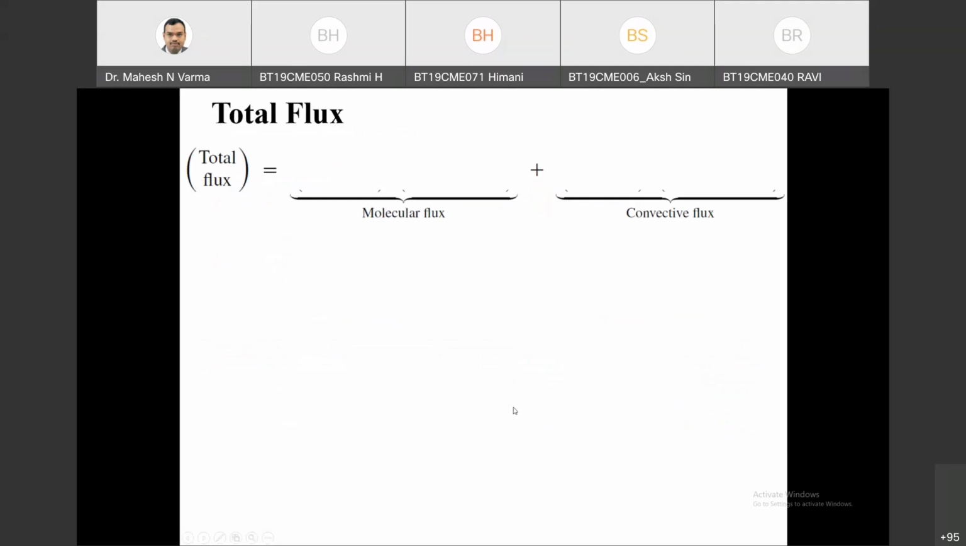Now, as I told, total flux is a summation of molecular flux and convective flux. Certainly this is a flux, this is also a flux, and the ratio of these fluxes is a dimensionless number.